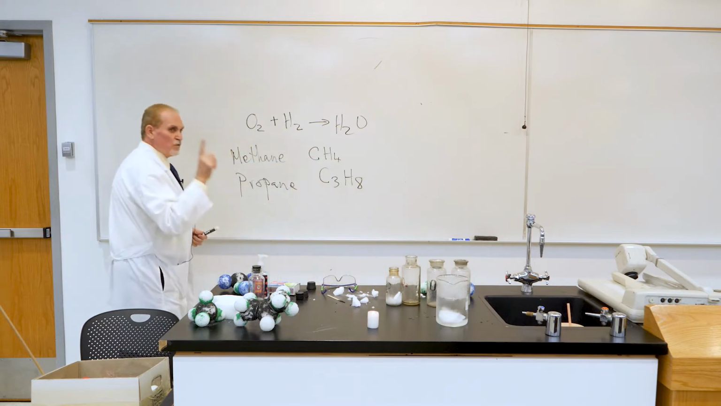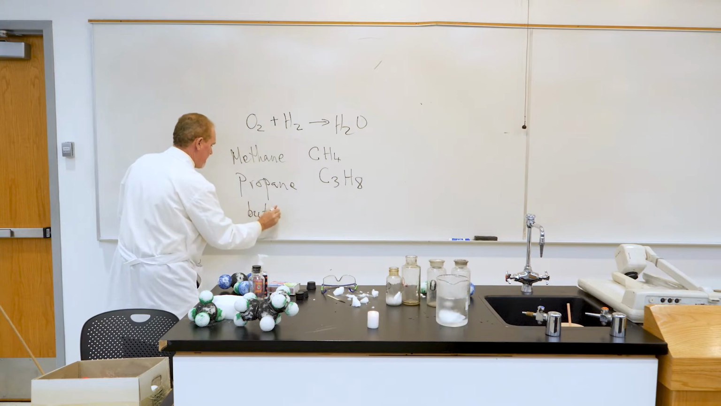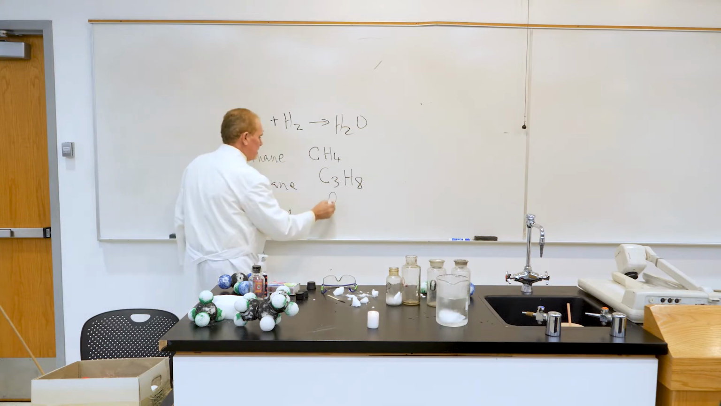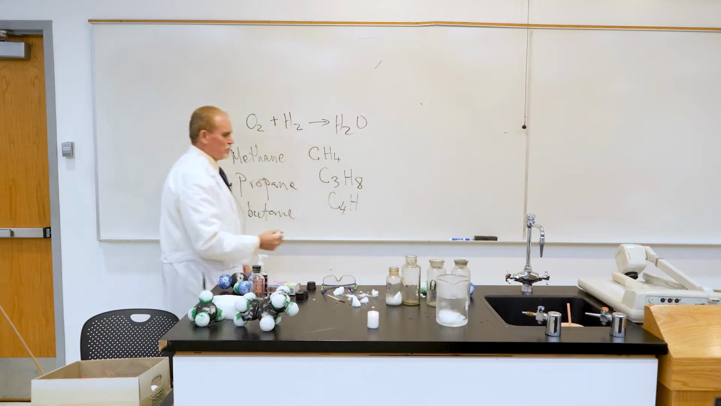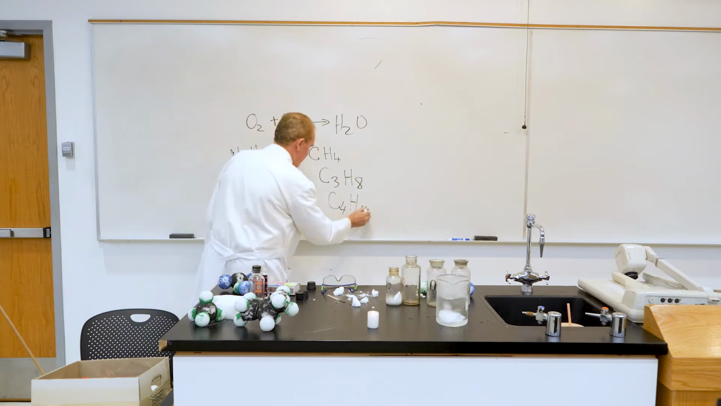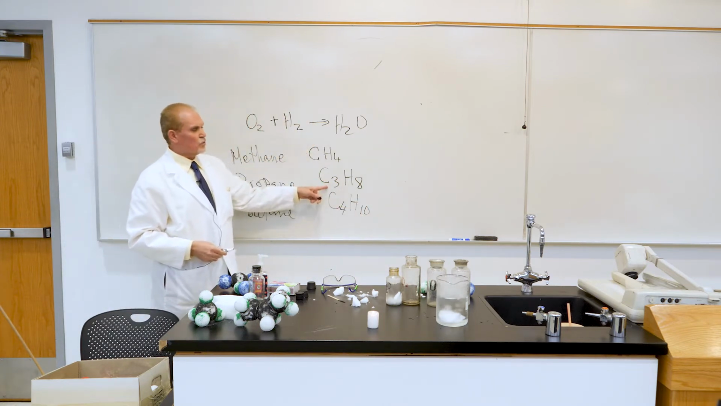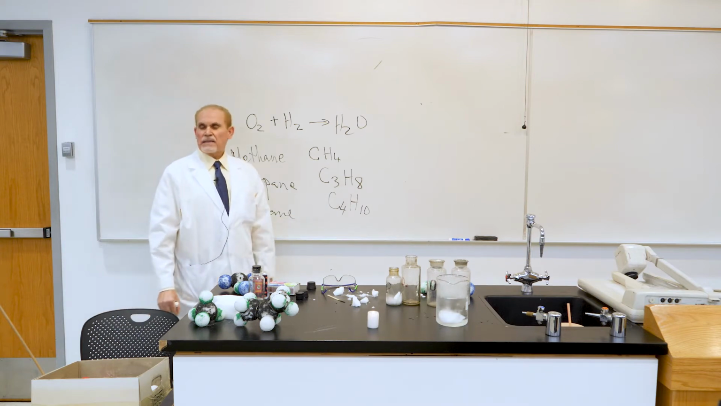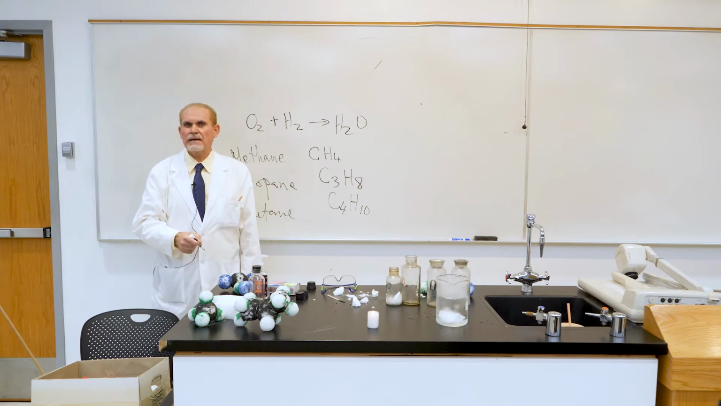And guess what? I'm going to keep moving one more step, and I'm going to put in here the butane. Butane has 4 carbons. Come up with the number of hydrogens in a molecule of butane. 10. So to teach you how to get the number of hydrogens if you know the number of carbons, math: times 2 plus 2. Did you get it?